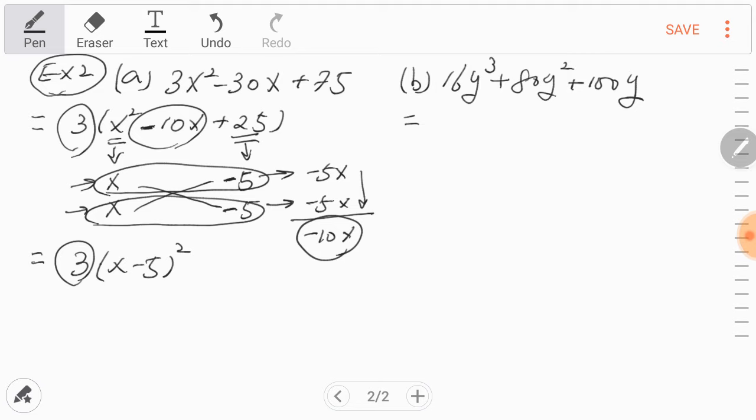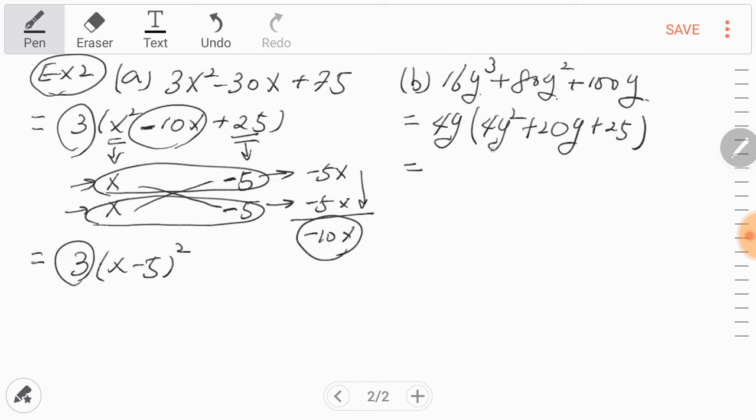So looks like 4 is the largest common factor. So factor out 4 and y. So y is a common factor as well. So factor out y. Then the first term is 4 times 4 is 16. And then y times y squared is y cubed. Plus 4 times 20 is 80. And then y. Okay, plus 100 is 4 times 25 is 100. And the y factored out.